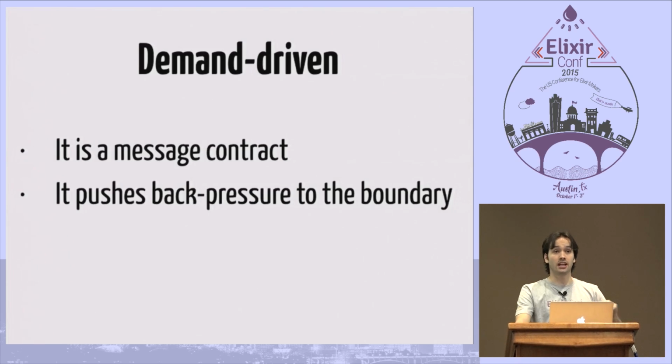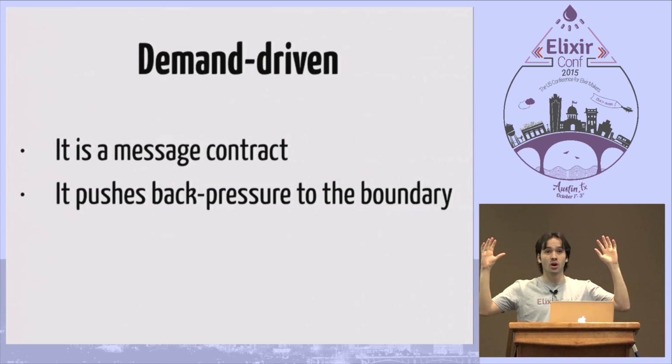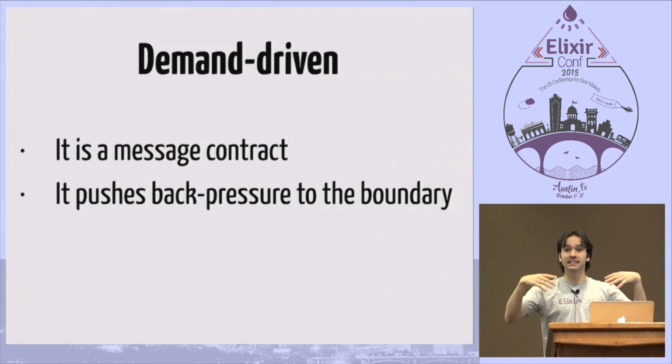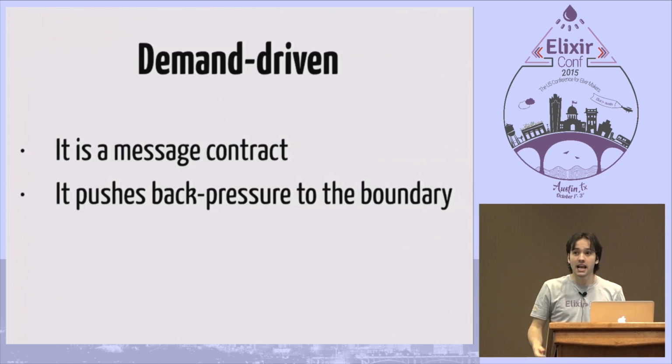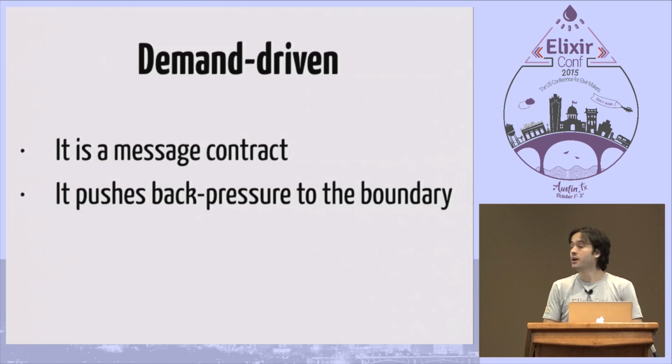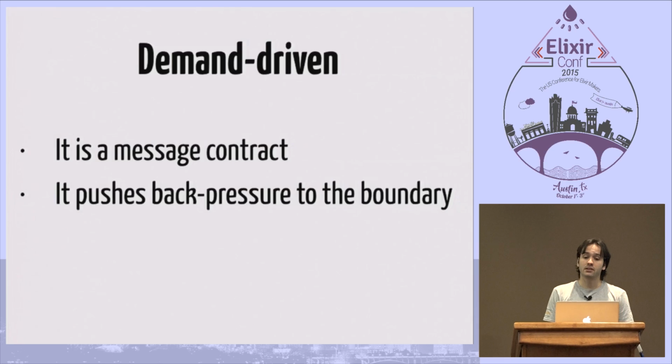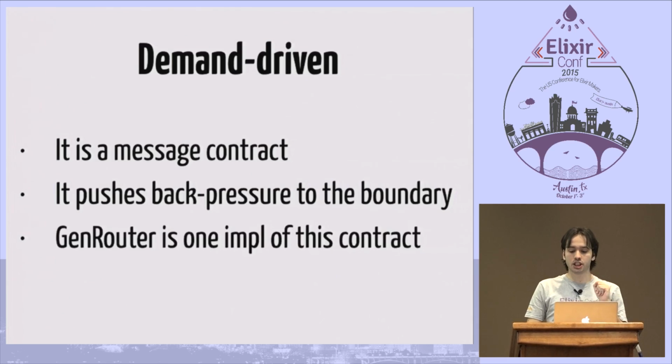We are sure that we're not going to have events coming to the system, and then the system starts to grow more and more in memory, and then it gets slow because it needs to start swapping memory, and then the whole thing dies, and we are very sad. Okay? So the back pressure is extremely important, right? And the GenRouter is just one implementation of this contract.